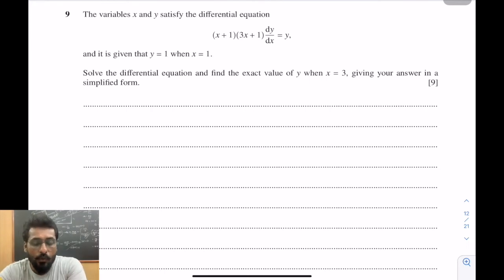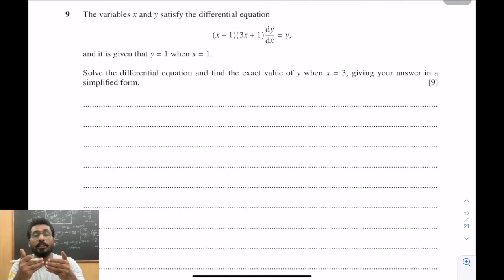Can you see the question says the variables x and y satisfy the differential equation (x + 1)(3x + 1) dy/dx = y, and it is given that y is 1 when x is equal to 1. So this y equal to 1 and x equal to 1 is given to evaluate the constant that is going to come while integrating.